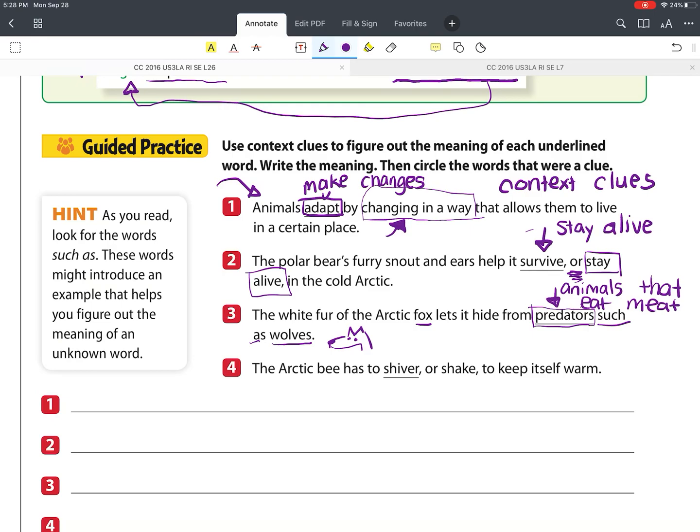The Arctic bee has to shiver. Oh, shiver. Oh, or means it's giving me what it means.